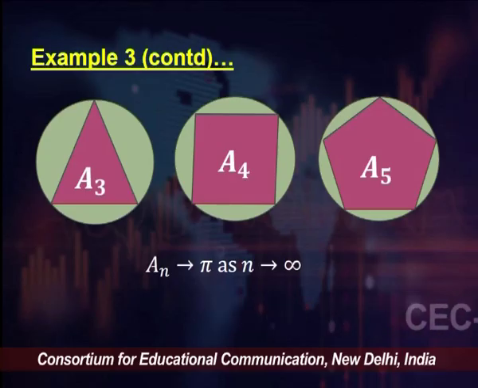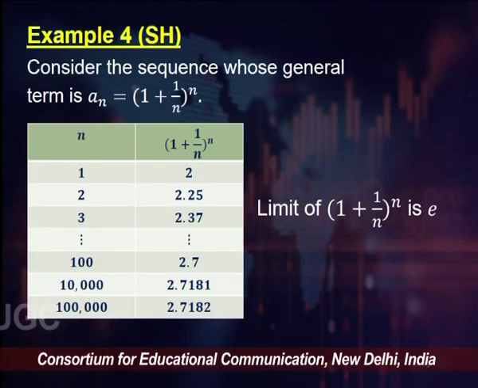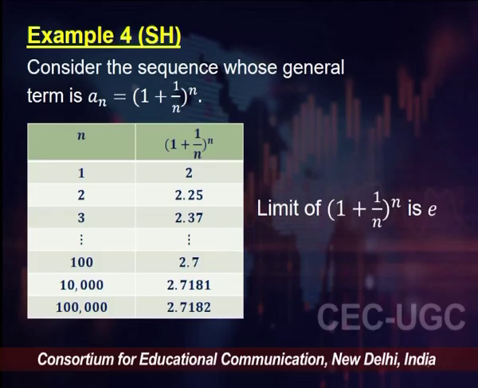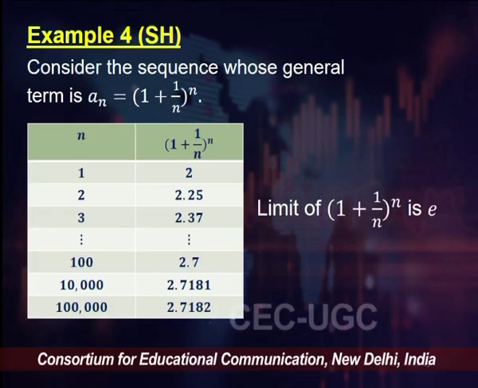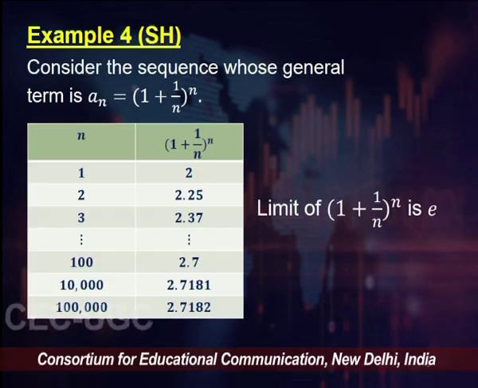Okay, let us take a look at this sequence as well. This is a sequence whose general term is a sub n equal to (1 plus 1 by n) to the power n. The proof for this particular sequence we are going to do later when we cover exponential functions, but let us get a sense of what the terms of this sequence look like.